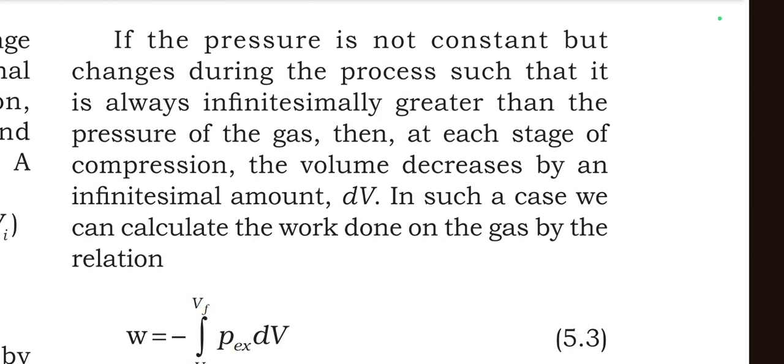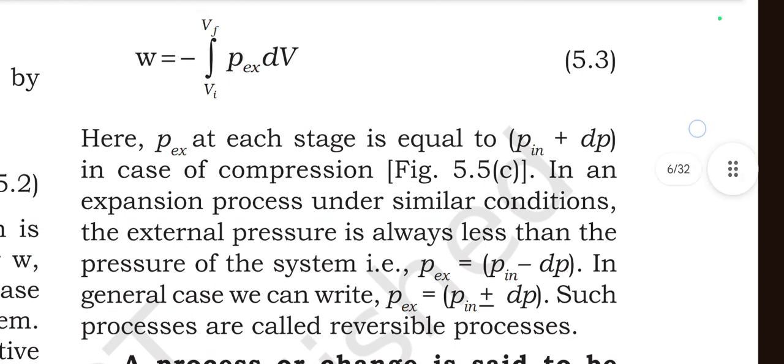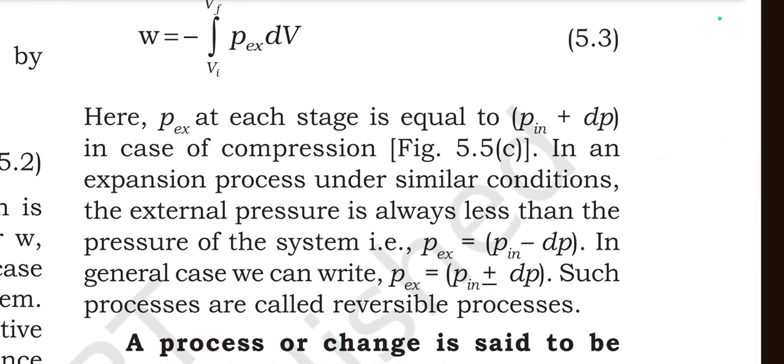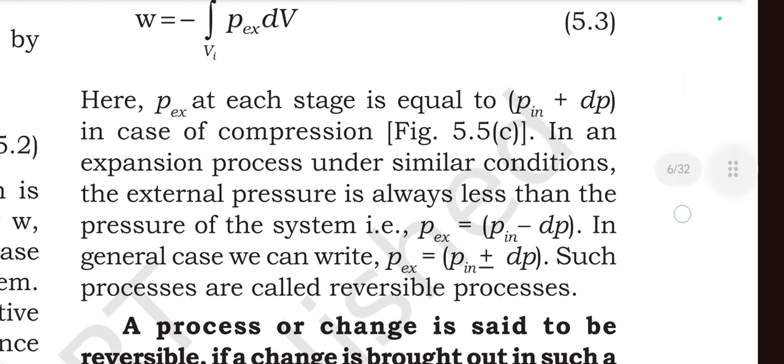If the pressure is not constant but changes during the process such that it is always infinitesimally greater than the pressure of the gas, then at each state of compression the volume decreases by an infinitesimal amount dV. In such a case, we can calculate the work done on the gas by the relation. Here, Pex at each state is equal to Pin plus dP. In case of an expansion process under similar conditions, the external pressure is always less than the pressure of the system. That is, Pex is equal to Pin minus dP. In general, we can write Pex is equal to Pin plus or minus dP.